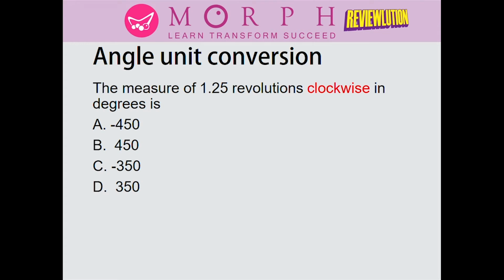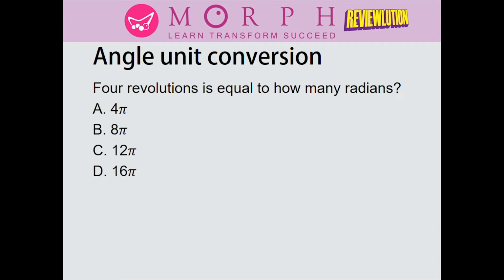So, we have another question, no? The measure of 1.25 revolution, clockwise naman siya. No, nung sinabi niyang clockwise, that means this is a negative angle. So, pag sinabing negative angle, yan, convert mo lang din, no? Revolution to degrees. Makukuha mo dito, yung tamang sagot is nasa letter A, negative 450. Okay?